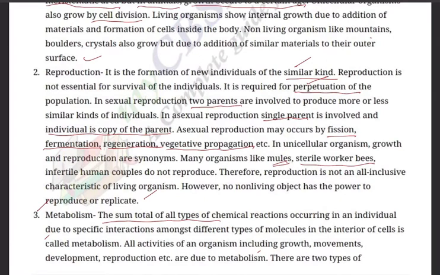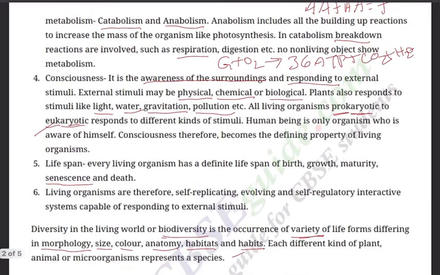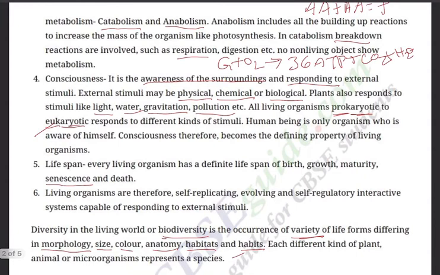Metabolism is the sum total of all types of chemical reactions occurring in an individual due to specific interactions among different types of molecules in the interior of cells. I can say, as I've been telling you, metabolism is an energy producing process. It is a combination of two steps: one is anabolism, another is catabolism. Catabolism plus anabolism is equal to metabolism. So basically, metabolism is a combination of catabolism and anabolism.